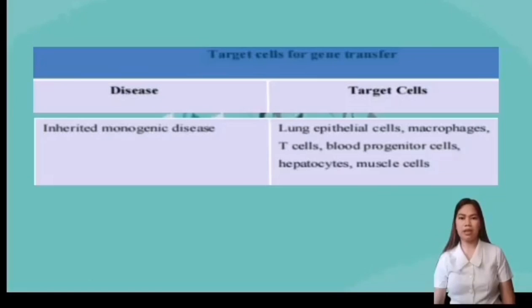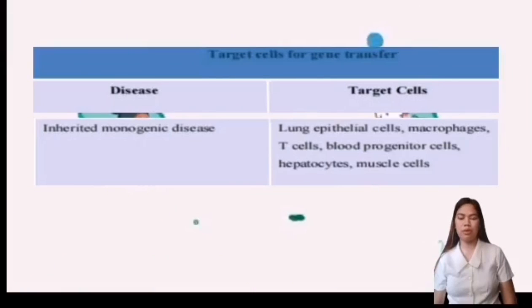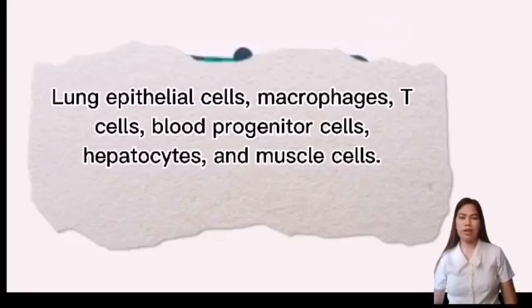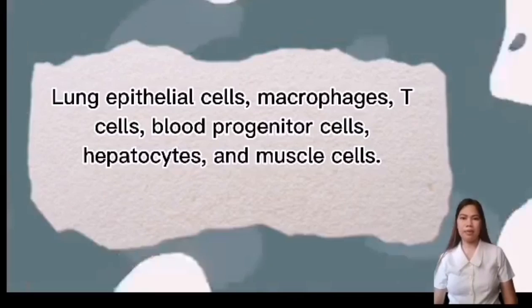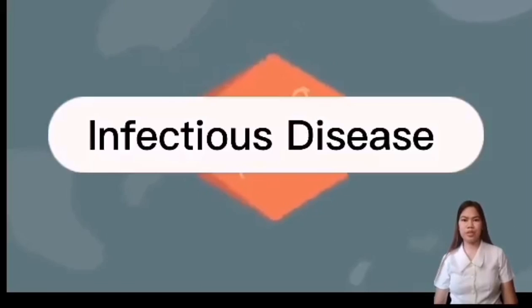So, ano nga ba ang sakit na ito? So, ito pala are caused by mutation or alteration in the DNA sequence of a single gene. They are known as Mendelian hereditary disease as they are transmitted to offspring according to Mendel's law. At ang mga target cells nito for gene transfer are lung epithelial cells, macrophages, T cells, blood progenitor cells, hepatocytes, and muscle cells.